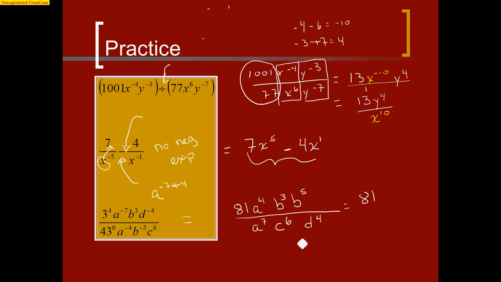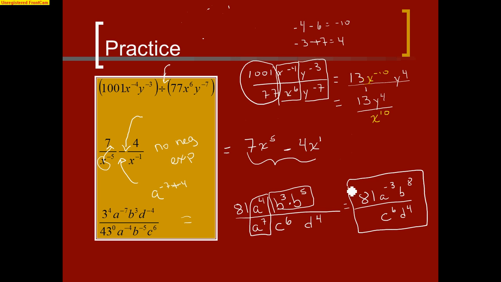81. See the same base twice. Now subtract 4 minus 7. It's a little more obvious that this should be negative 3. Then I have in the numerator, see the same base twice with multiplication in between. That's b to the 3 plus 5, which is 8. And in the denominator I have c to the 6, d to the 4th. There's nothing else to put together. So this answer is acceptable and perfectly legit unless somebody said no negative exponents. Then I would have to write my answer like this.